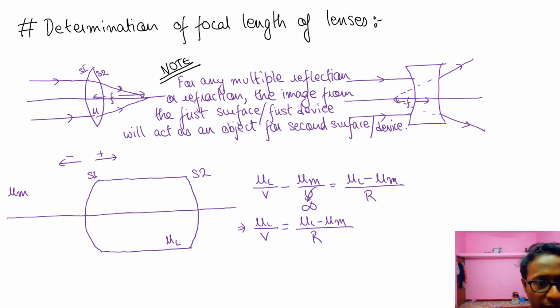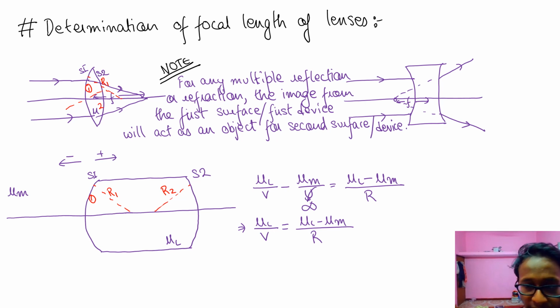Out here, this is surface 1, and surface 1 will have a radius, the radius of surface 1 is R1. And this is surface 2. The radius of surface 2 would be R2.